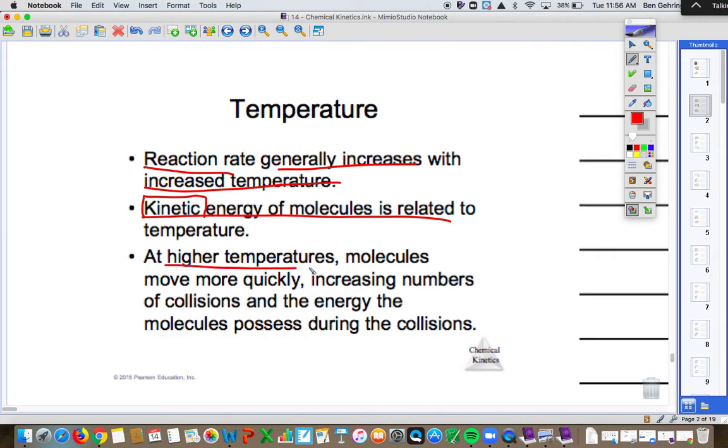Again, at higher temperatures, your molecules move more quickly. If you increase the number of collisions and the energy they have, you're more likely to get the reaction. Because they're moving faster, they increase their number of collisions, the number of chances they have to react.